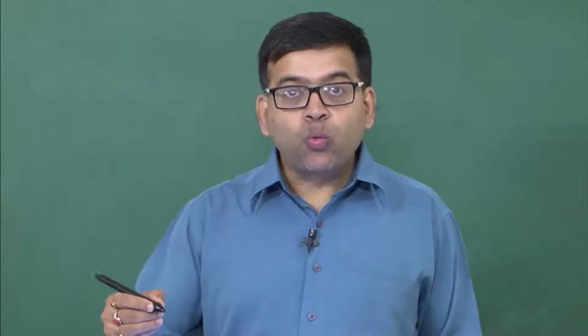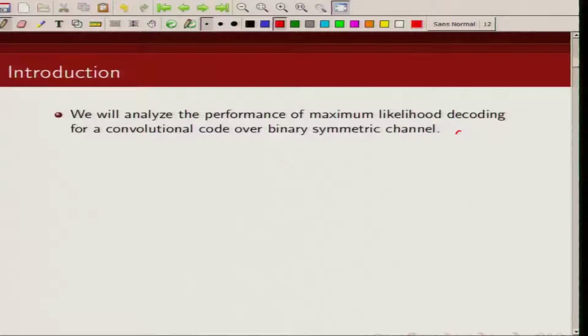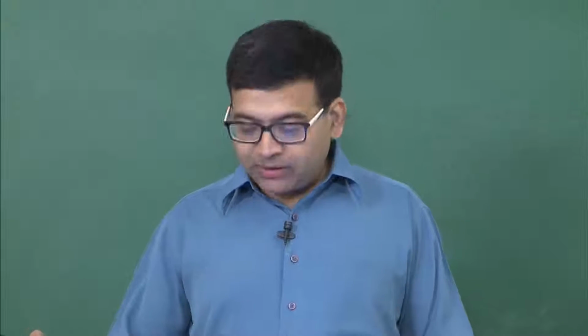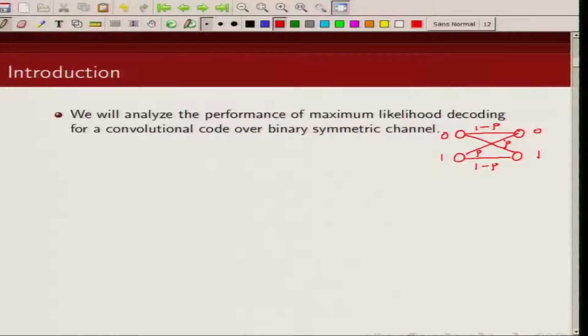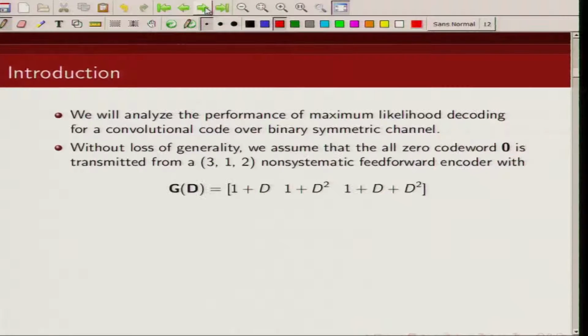Now, if you recall, what is a binary symmetric channel? There are two inputs, 0 and 1, and with some probability 1 minus p, we receive the bits correctly, and with a crossover probability of p, the bits get flipped. That is our binary symmetric channel. So, we are going to analyze the probability of error when we are doing Viterbi decoding of convolutional code over a binary symmetric channel.